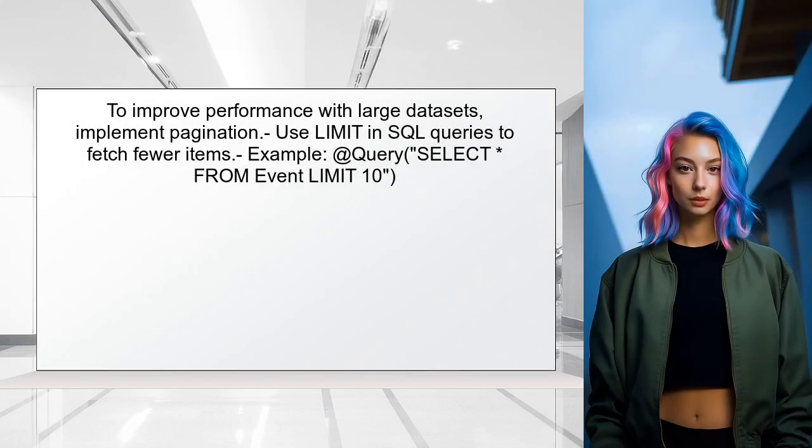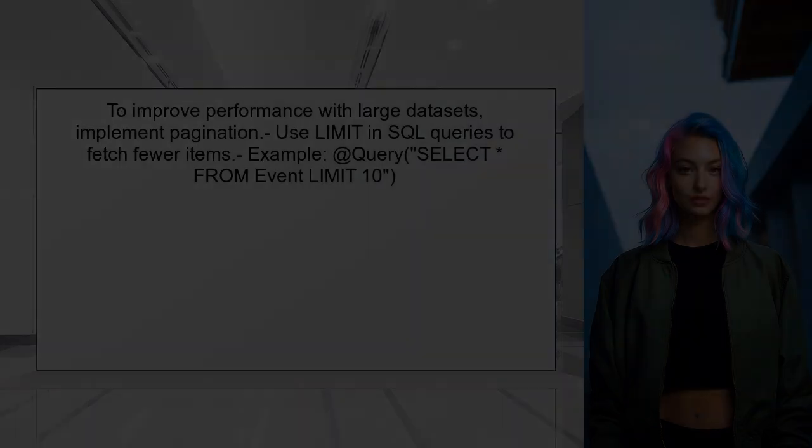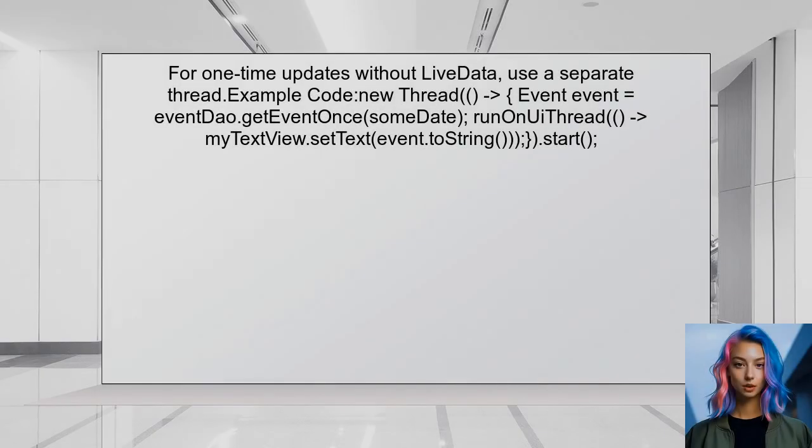If the user is concerned about performance with large datasets, they can implement pagination or limit the number of items fetched at once. This will help reduce the initial load time. Alternatively, if the user needs to update the UI just once without observing LiveData, they can use a separate thread to fetch the data and then update the UI on the main thread.